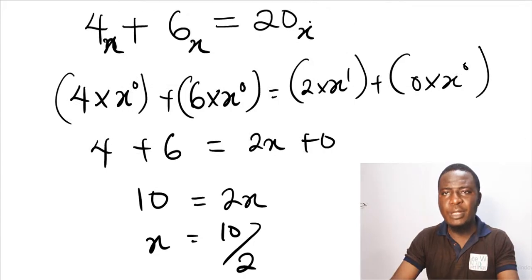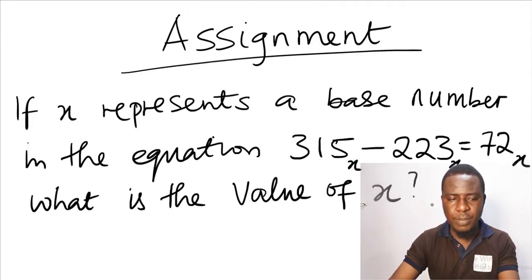That brings us to the end of today's class. Before we go, let me leave you with this assignment. If x represents a base number in the equation 315 base x minus 223 base x being equal to 72 base x, what is the value of x? I think this should be something you can try.